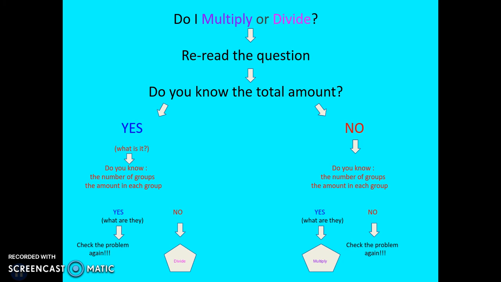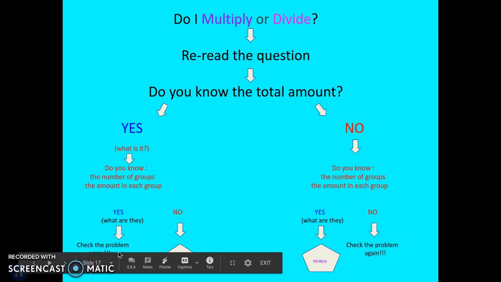When we're reading a word problem, we should start immediately thinking about some questions after we reread it. So the first thing that I ask is, do I know the total amount? If I say yes, then what is it? What is that total amount? And then I'm going to be thinking about, do I know the number of groups and the amount in each group? Now, if I know both of them, what are they? Then I'm going to reread the problem and check the problem again.